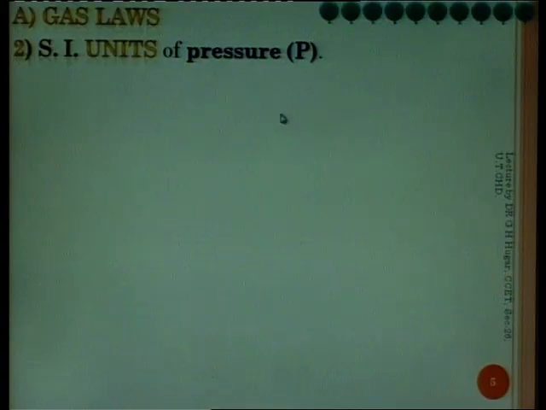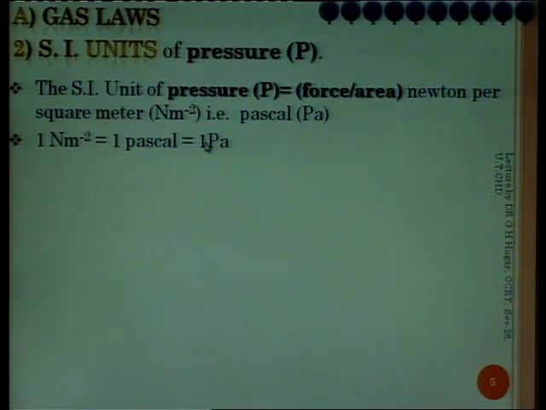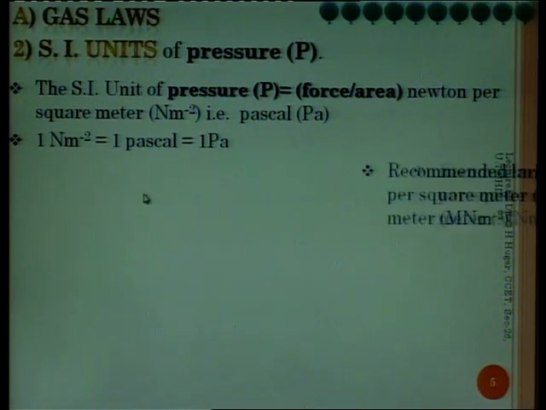And as you know, the SI unit of pressure is defined as force per unit area, and it is Newton per square meter, which is given a special name, Pascal. So, 1 Newton per meter square is equal to 1 Pascal. We write it as Pa, but read it as Pascal.